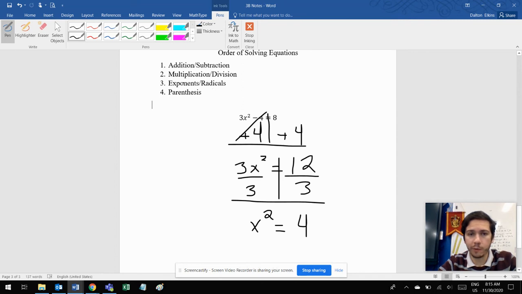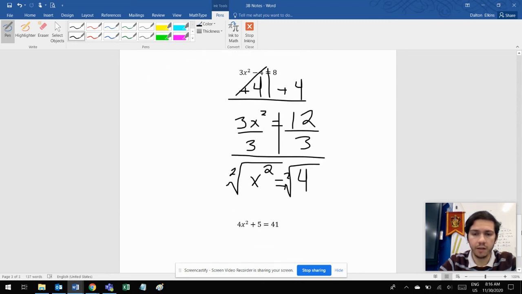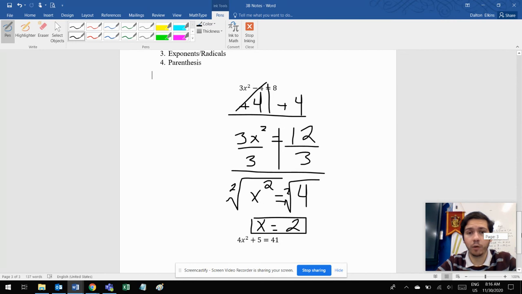How do I undo exponents? Well, I undo them with radicals. So I'm going to take this to the second power, square root both sides. And that's going to give me x is equal to 2. So there we have a 3-step equation, right? We added, we divided, we rooted. Let's try another one here.